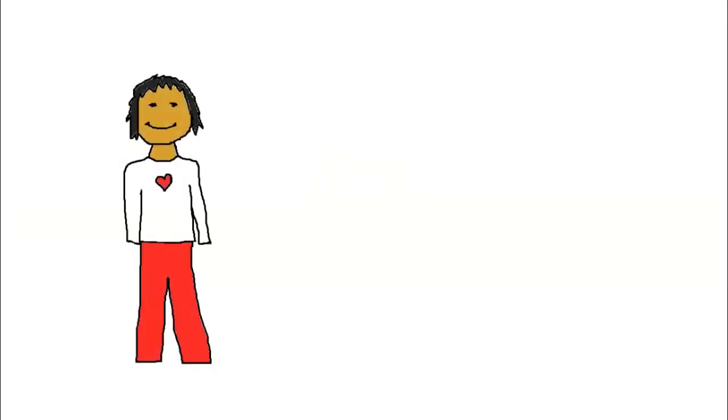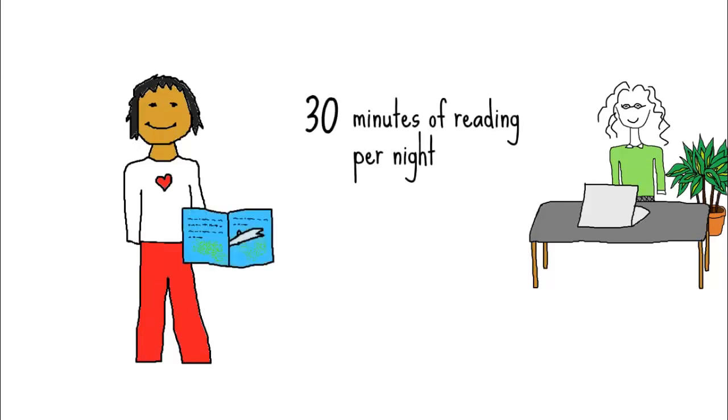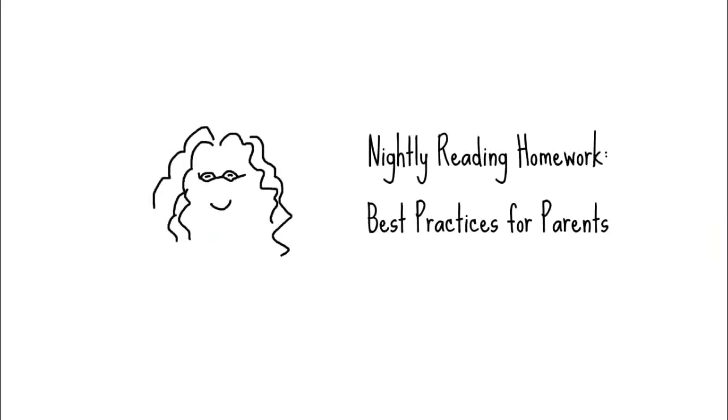If you have a child between kindergarten and grade 2, it's likely that that child's teacher has assigned about 10, 20, or 30 minutes of reading per night for homework. In this video, we're going to talk about what parents and other caregivers can do to make sure this homework really helps your child become a better reader.